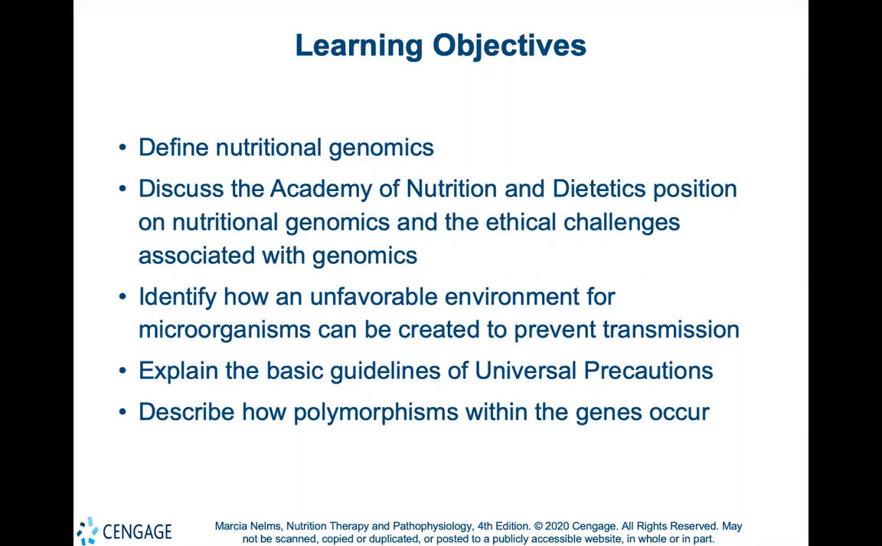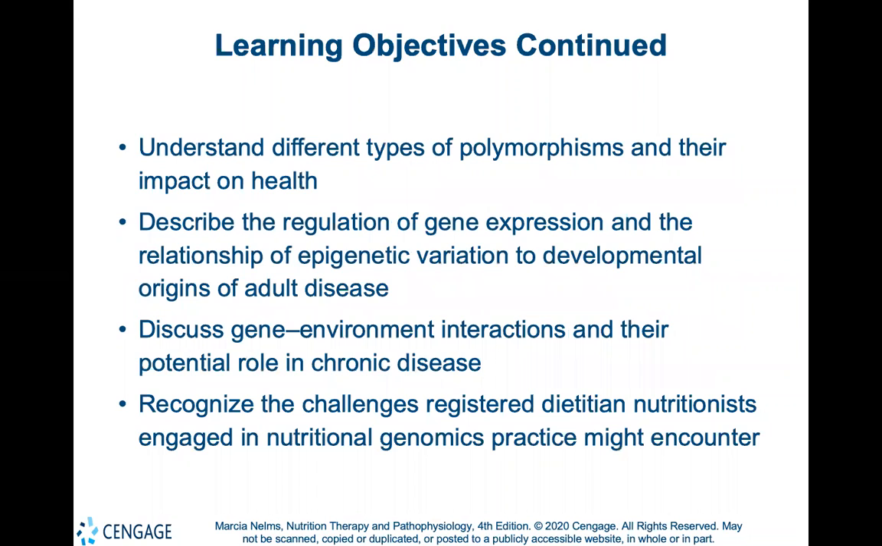Identify how an unfavorable environment for microorganisms can be created to prevent transmission. Explain the basic guidelines of universal precautions. Describe how polymorphism within genes occurs. Understand different types of polymorphisms and their impact on health.